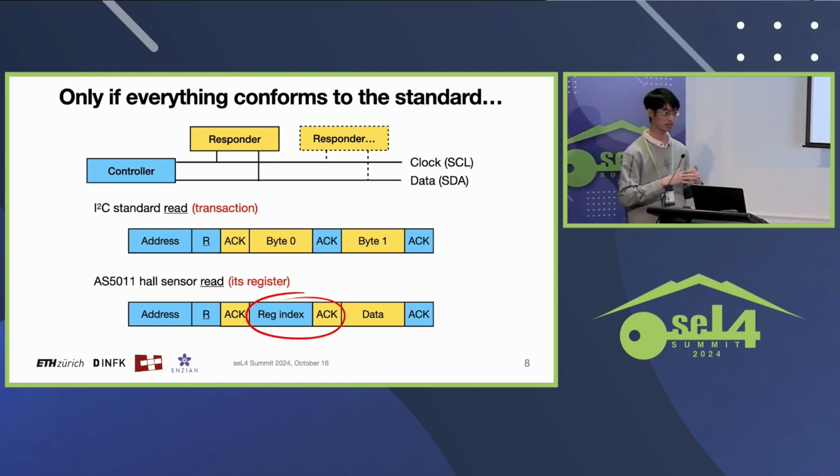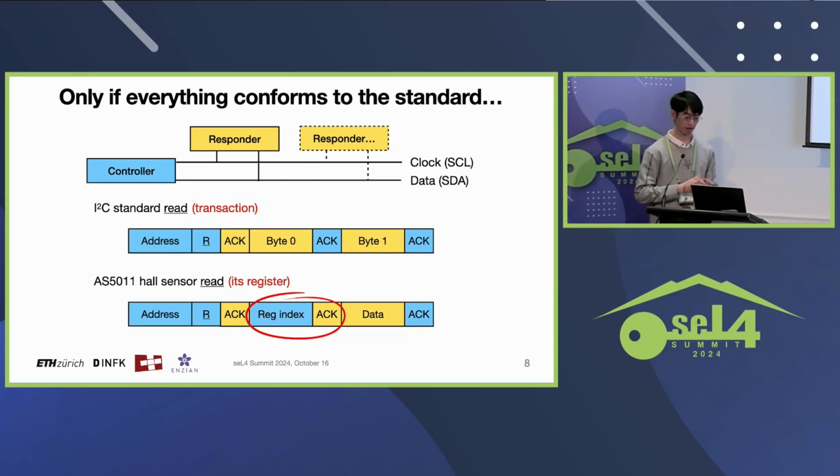There are actually many devices out there that have quirks, which means part of the device does not conform to the standards. For example, here in the middle, we show the standard I2C read transaction. The controller first supplies the target I2C address, which is in blue, and then a read bit indicating that this is a read transaction. And the following payload bytes are supplied by the responder in yellow because this is a read transaction.